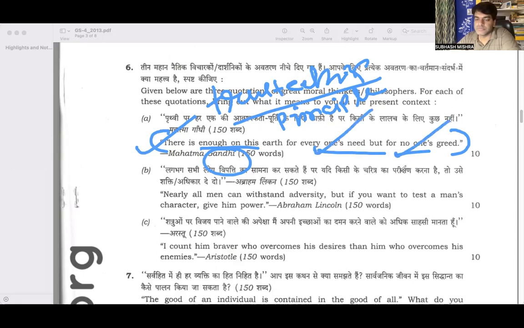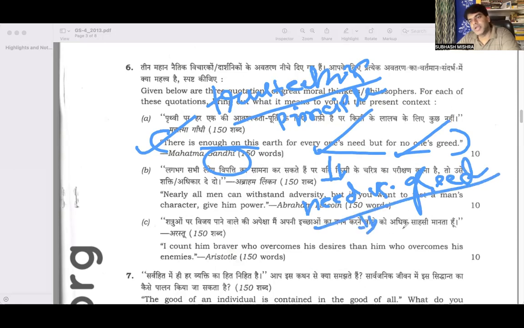Limiting desires. Yeah, need versus greed. Differentiate between the need and the greed. Yeah, need versus greed means you have to follow your own conscience, we can say. Yeah. Now you are coming to that.